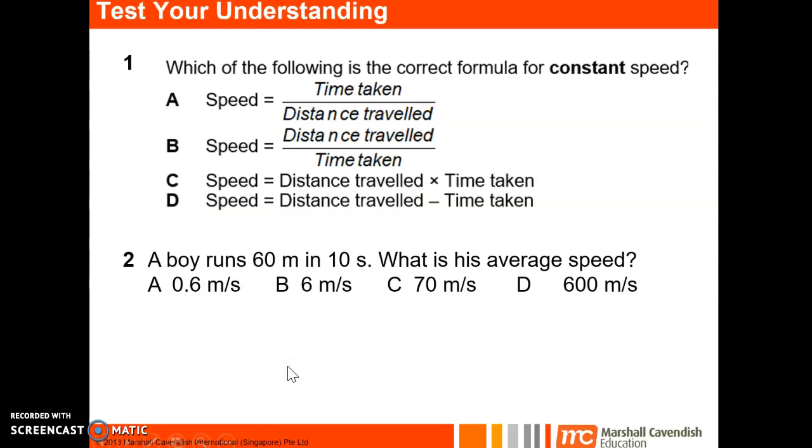Okay, so let's take a look at question 1. Which of the following is the correct formula for constant speed? For constant speed, it is speed equals distance divided by the time taken. So the answer is speed.